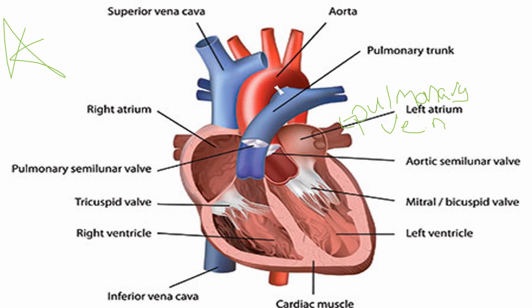It brings it to the left atria, to bring it to the left ventricle to then be circulated through the aorta throughout the body. Your pulmonary artery. I know it says pulmonary trunk here, but it's your pulmonary artery. This big blue thing here is the only artery that carries deoxygenated blood.